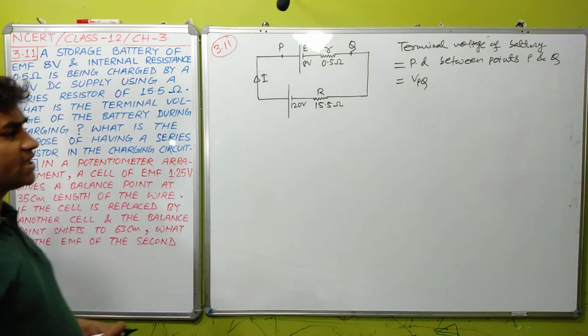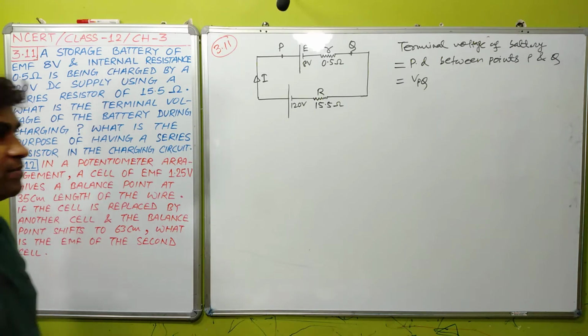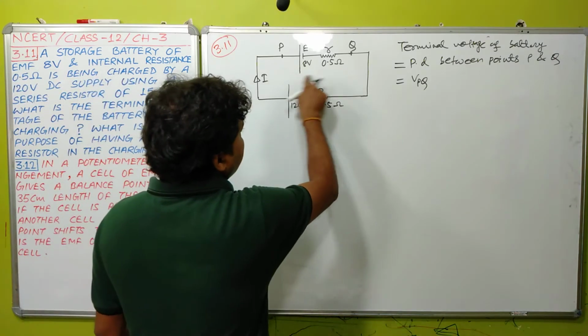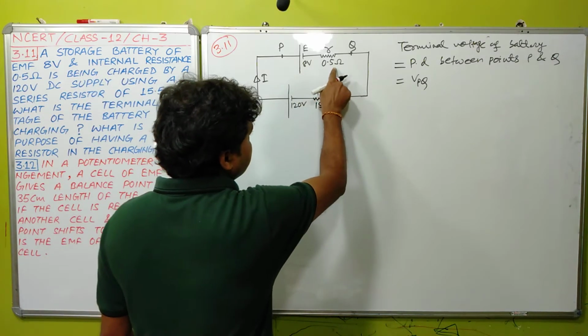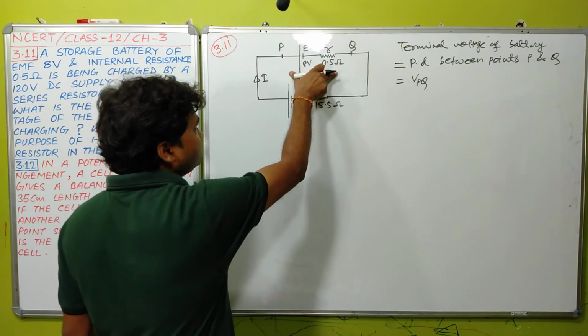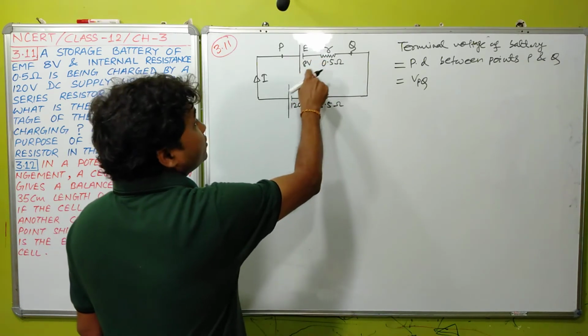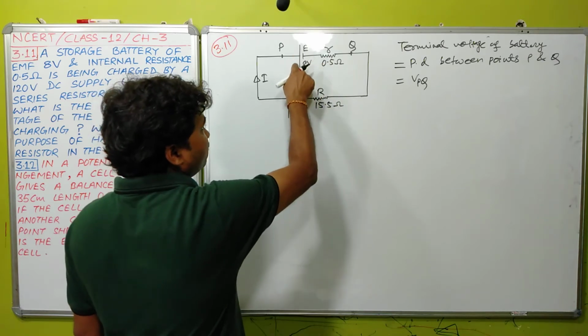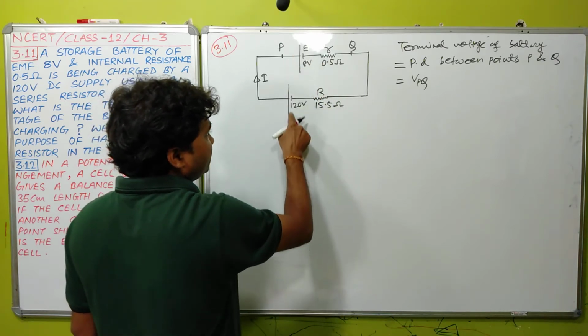Second thing, student, always remember, since this battery having EMF 8 volt and internal resistance 0.5 ohm is in charging condition, for charging any battery we connect the positive terminal of the battery with the positive terminal of the supply voltage.